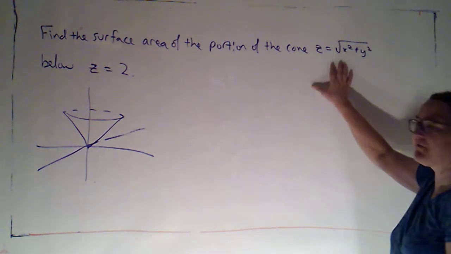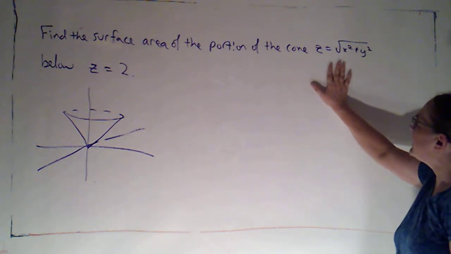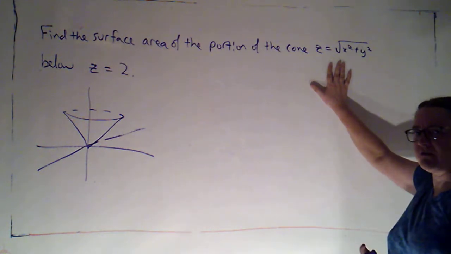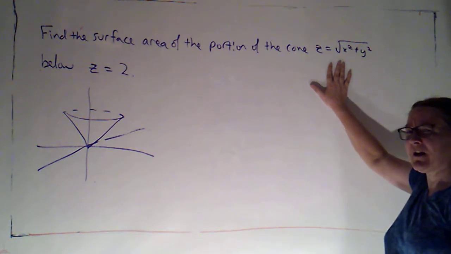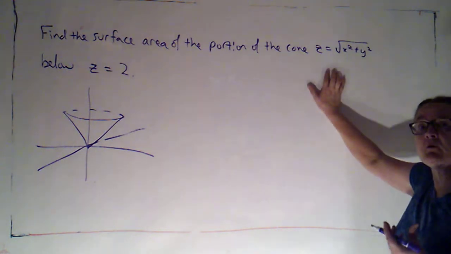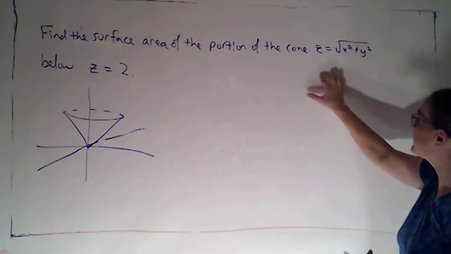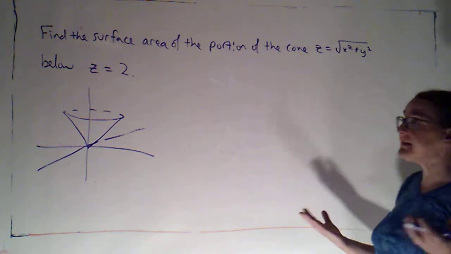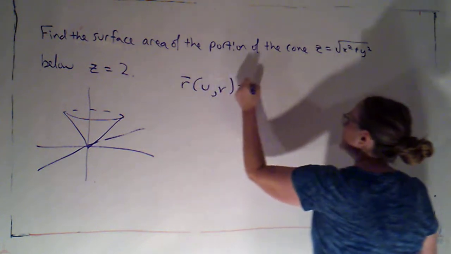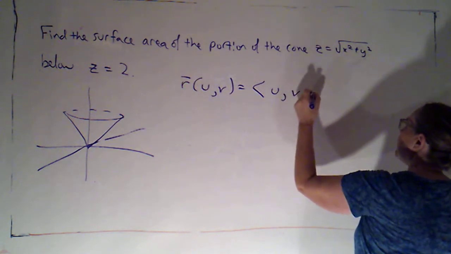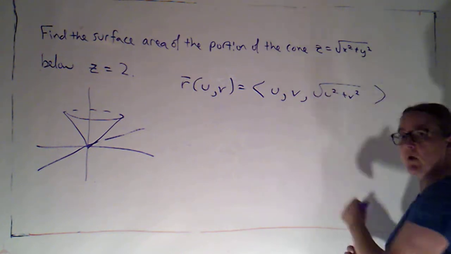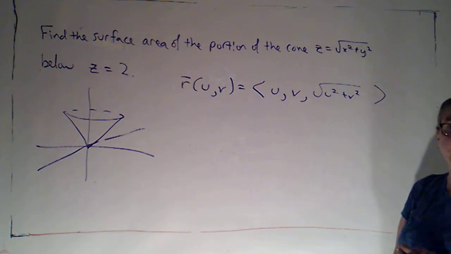I do have z as a function of x and y, so in theory we might be able to use the formula that we had for functions of x and y, although as we'll see in a moment, we actually run into a problem with that. So the first thing I have to do is figure out how I want to parameterize this surface. And you might think, oh, well, z is a function of x and y, so I can just use r of uv equals u, v, square root of u squared plus v squared, because that's generally what I do if I have z as a function of x and y.